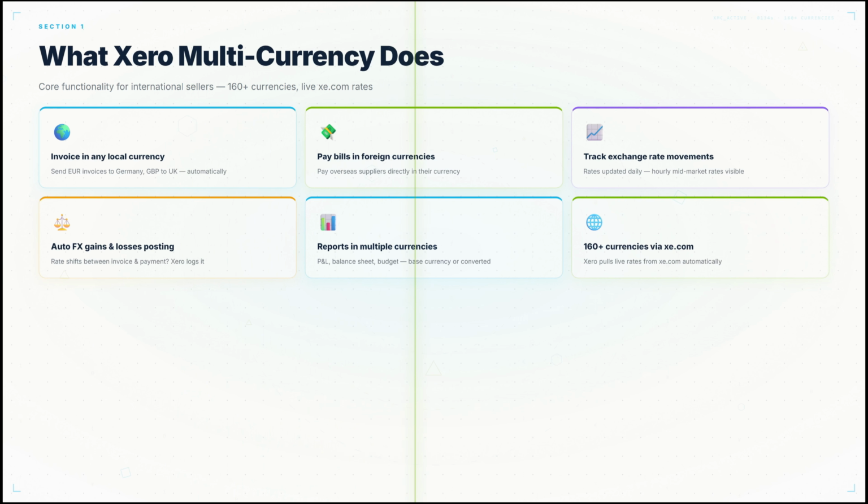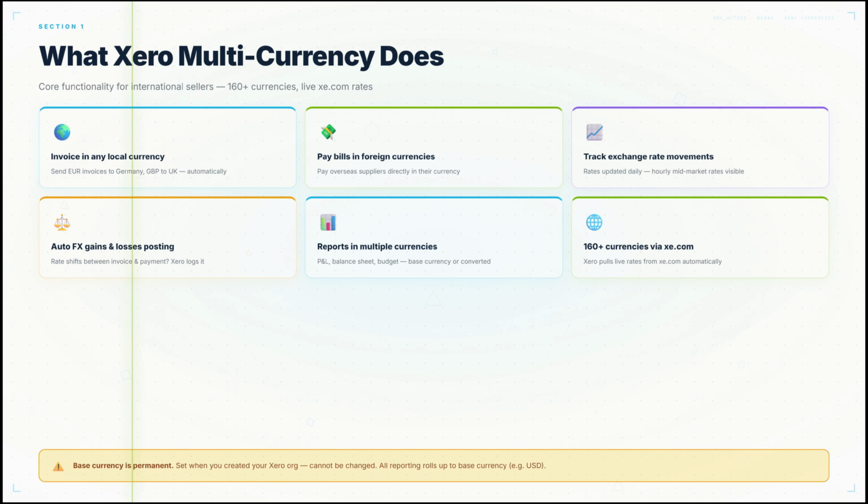You can transact in over 160 currencies. Xero pulls rates from xe.com. One important thing, your base currency, the home currency you set when you first created your Xero organization, cannot be changed after setup. So if you set it to USD, all your reporting ultimately rolls up in USD, even if you're invoicing in EUR, GBP, AUD, or anything else.